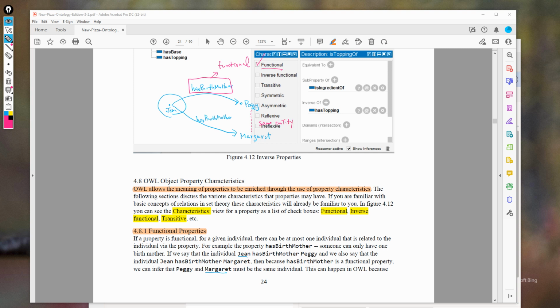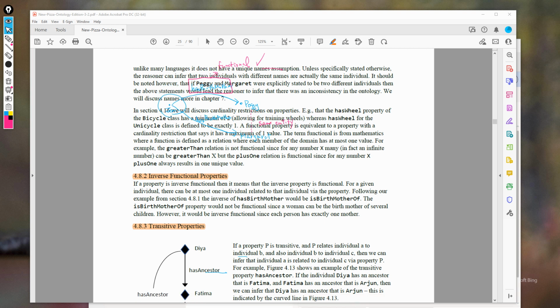So what functional means is that this property, specifically hasBirthMother, can have only one value. When you run the reasoner, it is logically inferred that Peggy and Margaret are the same person. That's what can be inferred when you declare hasBirthMother as functional. Okay, so now let's move to the next page.